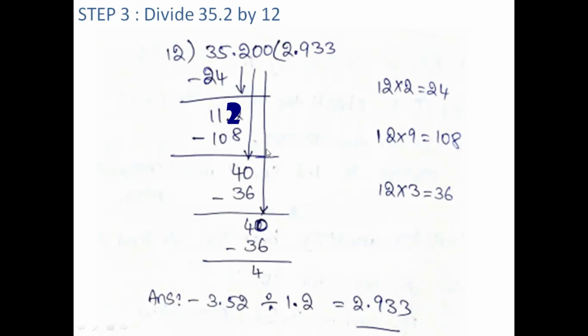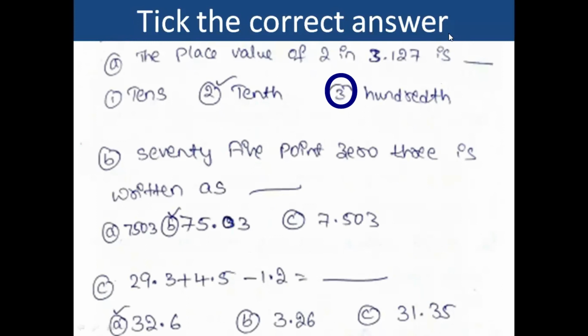12 threes are 36. 40 minus 36, the difference is 4. Then keep another 0 in the dividend. 12 threes are 36. 40 minus 36, the difference is 4. Go on like that. So stop the division. Answer: 3.52 divided by 12 equal to 2.933.